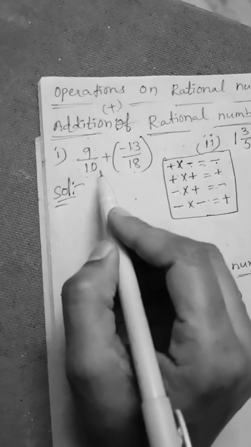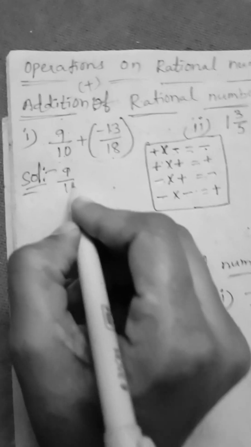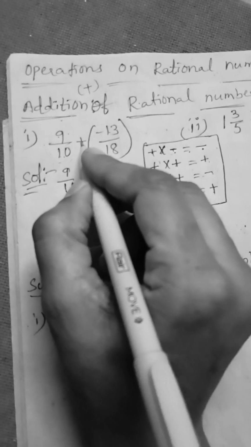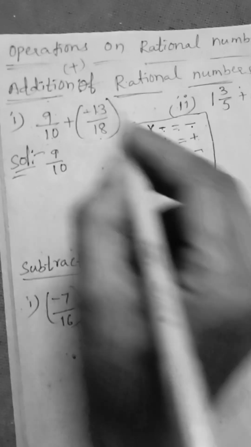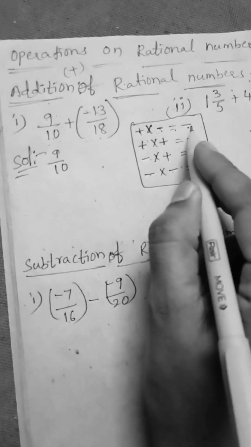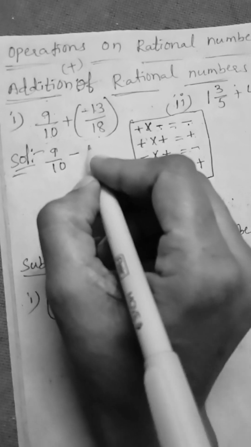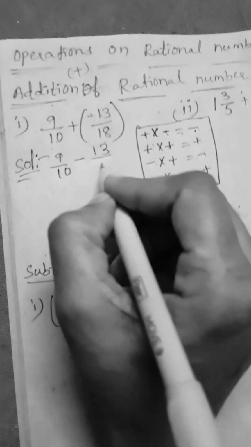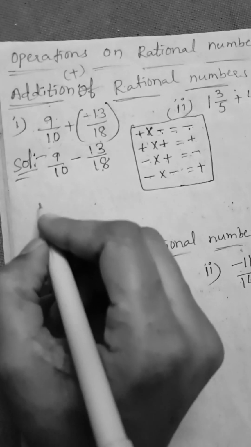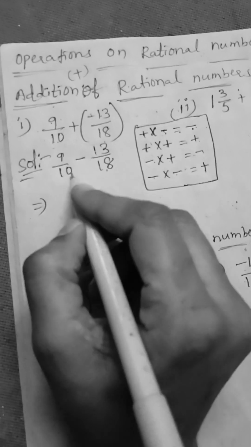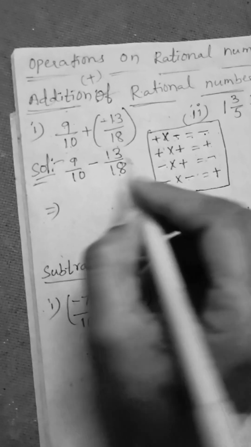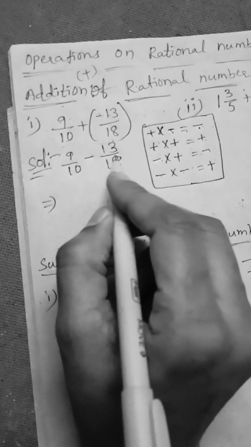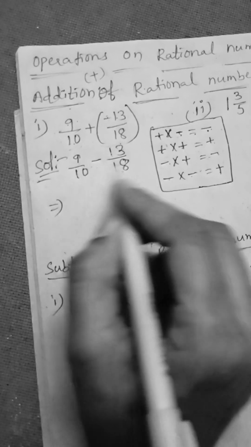And here 9 by 10, I am writing the first fraction as it is. Now plus into minus. Here bracket means, in mathematics, into only. Plus into minus, minus, I said, no? Now minus 13 divided by 18. Now here you already know LCM, how to do LCM. And if you can't do LCM, you can use cross multiplication. This is only two fractions, so we can do cross multiplication.